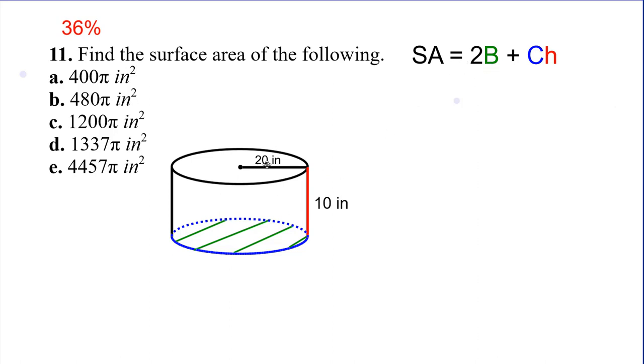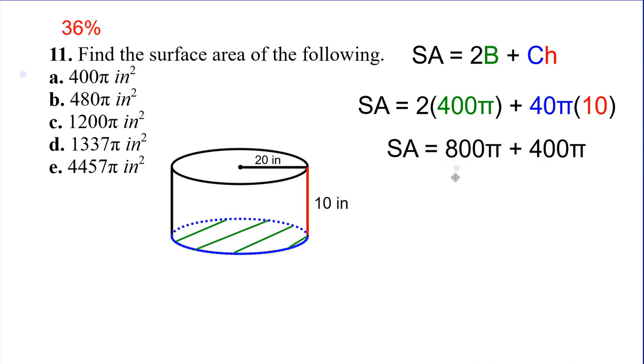On this one, we have a radius of 20, so 20 squared is 400, and 2 of those are going to be 800. Then circumference is going to be 40 pi and times the height of 10, which is 400 pi. So we have 800 plus 400 pi, which would give us 1200 pi. So our answer is C as in Charlie.